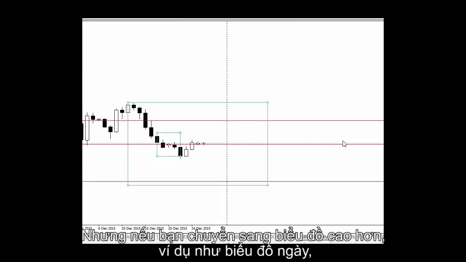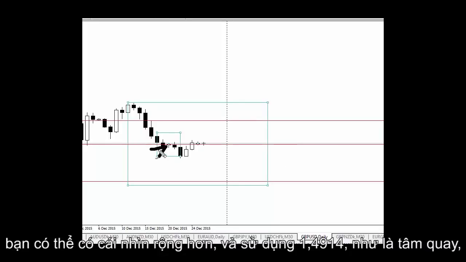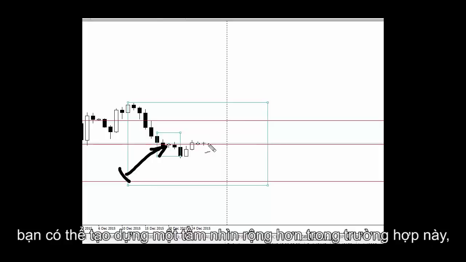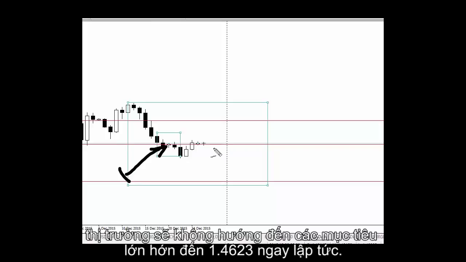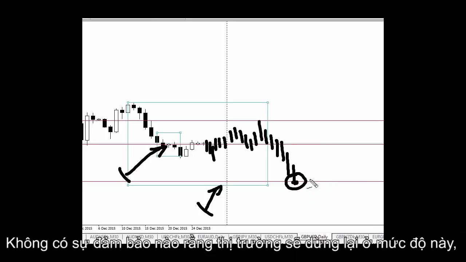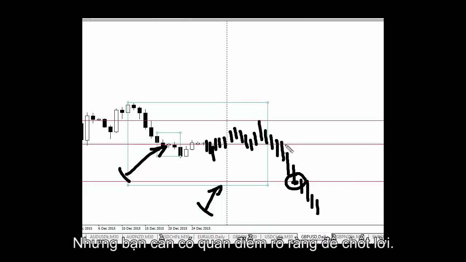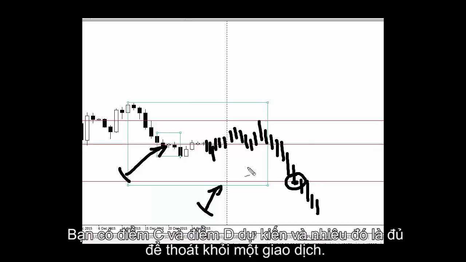But if you switch to a higher time frame, for example daily bars or daily chart, you can have a broader perspective, and using this rotational center 1.4914, you can build a broader perspective, and in this case market will unlikely go to the larger target to 1.4623 immediately. It will rather try to first consolidate in some range, maybe make a correctional move, and only after that it will be ready to reach this target. And also this is not a guarantee that market will stop at this level. It might go further. But you, in this case, are having a pretty clear perspective of profit taking. You know exactly when you are going to exit a trade. That is your possible C point, and that is your D point.